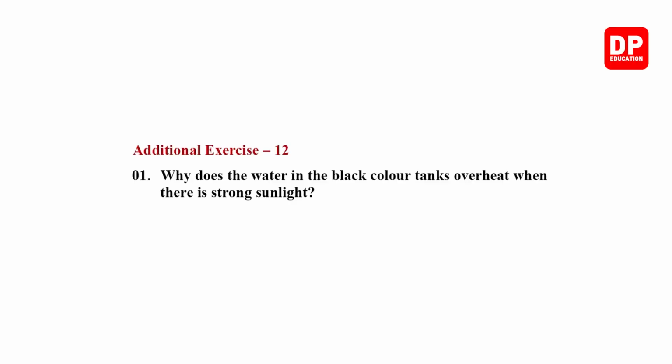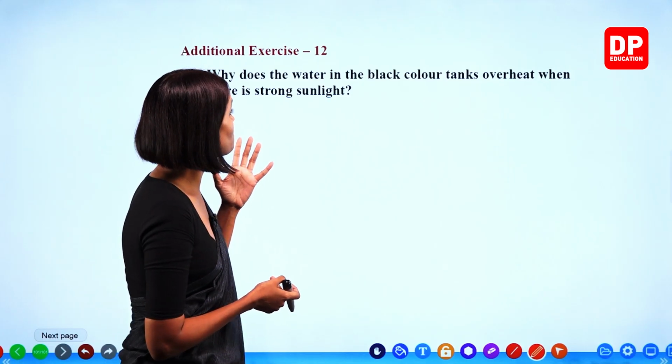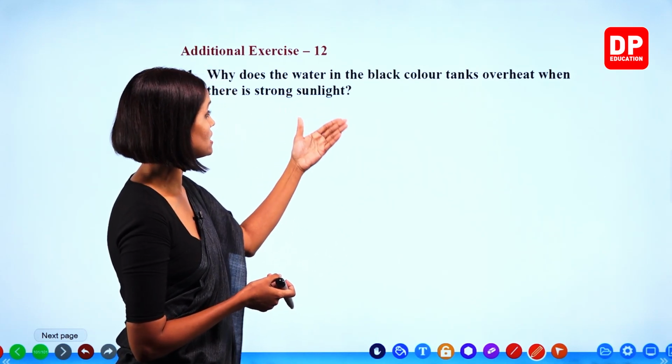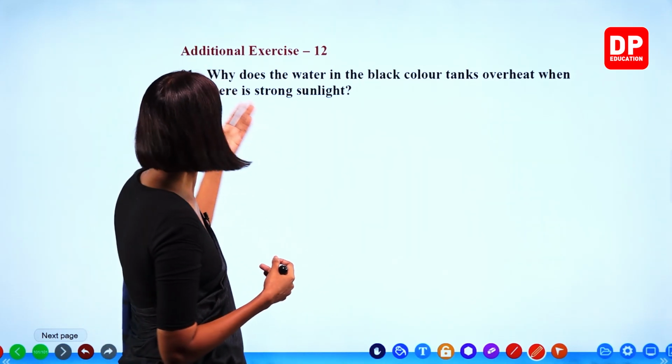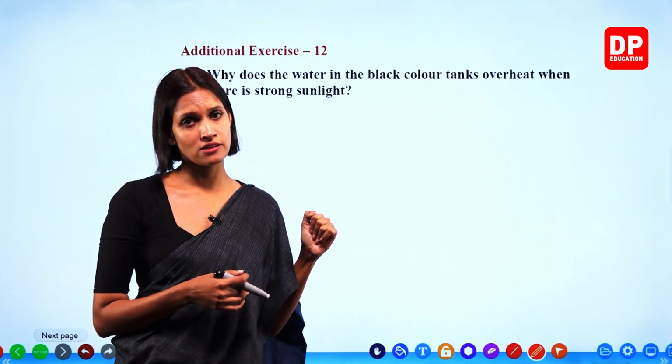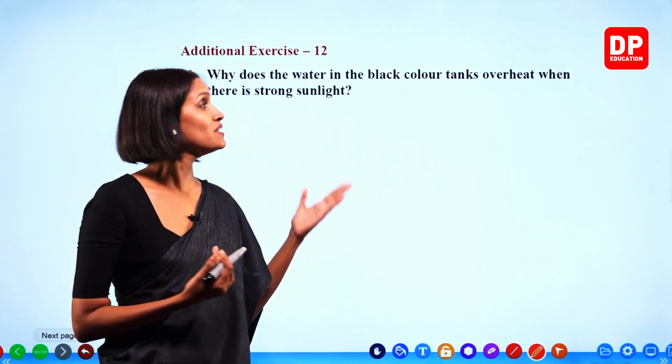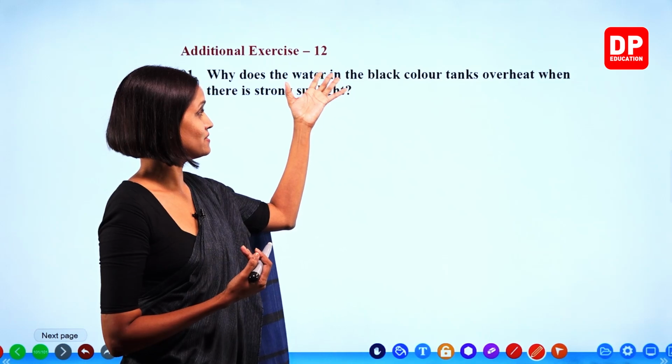Additional exercise 12. This is the last exercise of the lesson. Okay? We'll go through this. Why does the water in the black colored tanks overheat? Which means heats faster when there is strong sunlight. Now we all know the reason. When it comes to the black color, right?